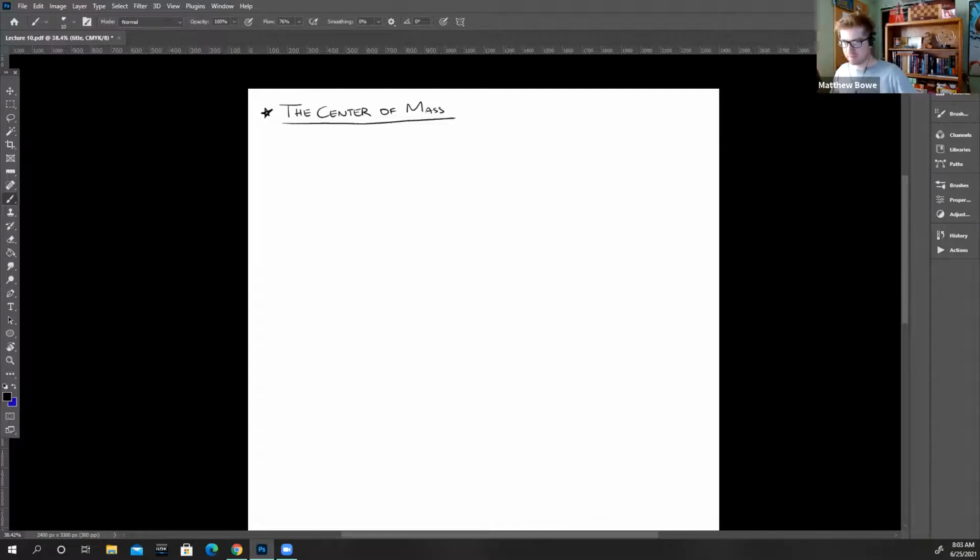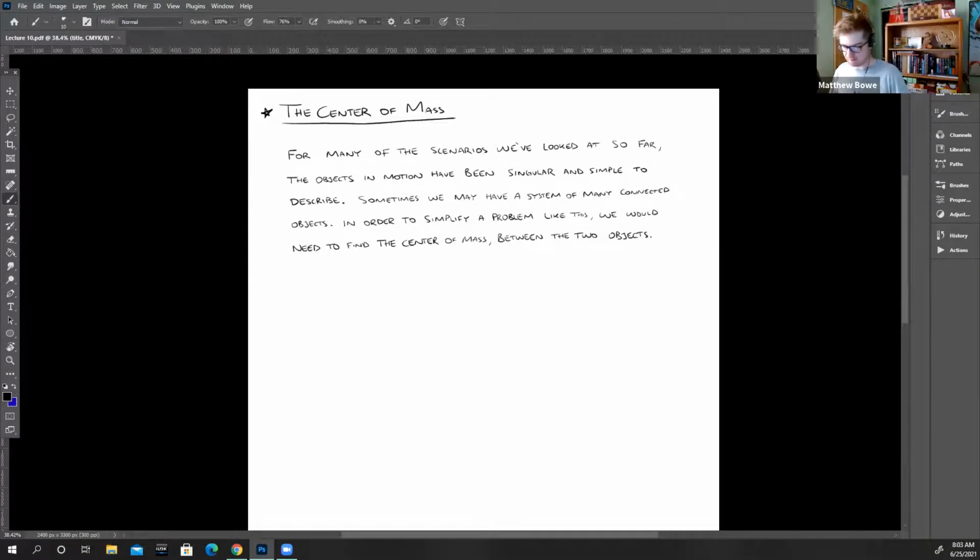So let's say that for all of the problems that we've done so far, it's been focusing on a single object. It was a sled in many of my examples, or it could have been a ball thrown through the air. We're looking at a single object in these cases. What if we want to look at something a bit more complex?